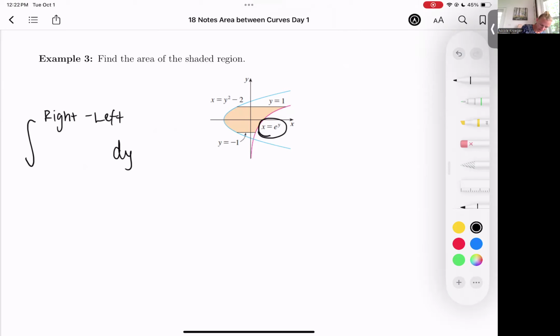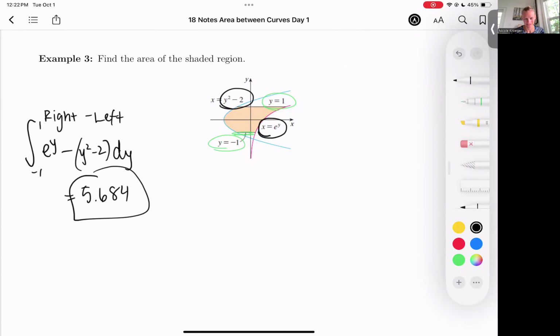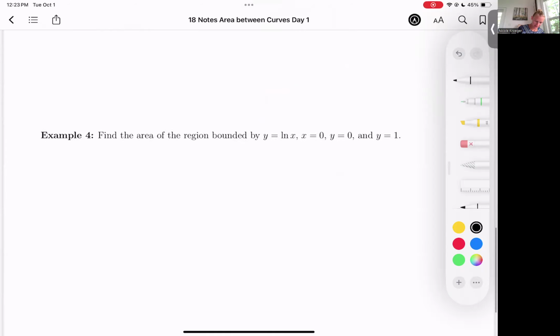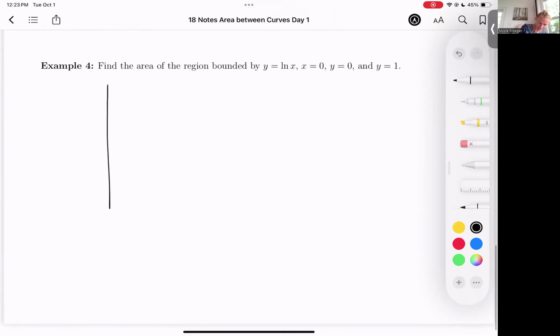So my right function is e to the y, and my left function is y squared minus 2, making sure to put parentheses around that. And then my y values go from -1 to +1. I'll let you anti-differentiate this. We get 5.684. At this point, we care more about just setting up the integral than doing the integral, although this one's pretty easy to anti-differentiate. Okay, so one more to do on this video.